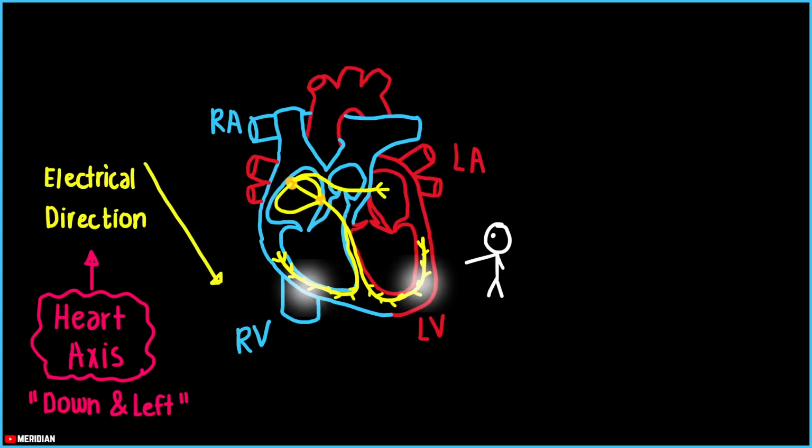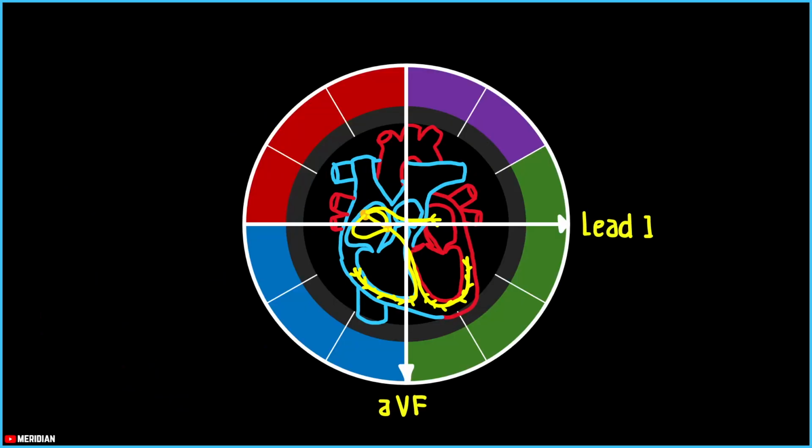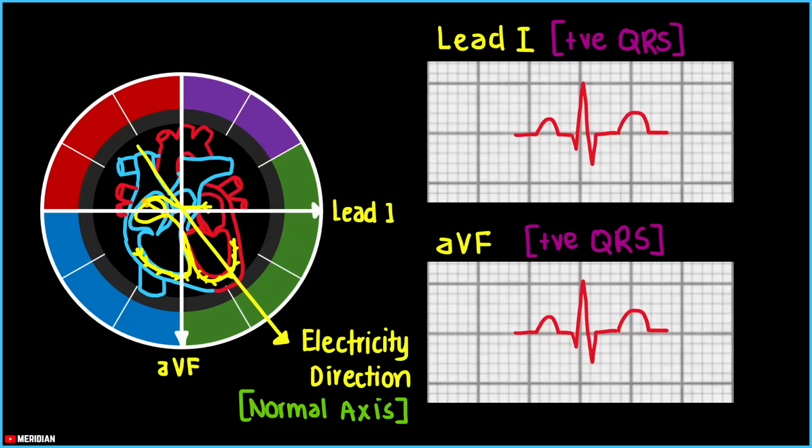So the axis is just the net direction electricity travels through the ventricles during one heartbeat. To find it, you only need two leads, lead 1 and lead AVF. Check if each is positive or negative. If both are positive, that's normal axis, meaning the electricity is moving down and to the left.